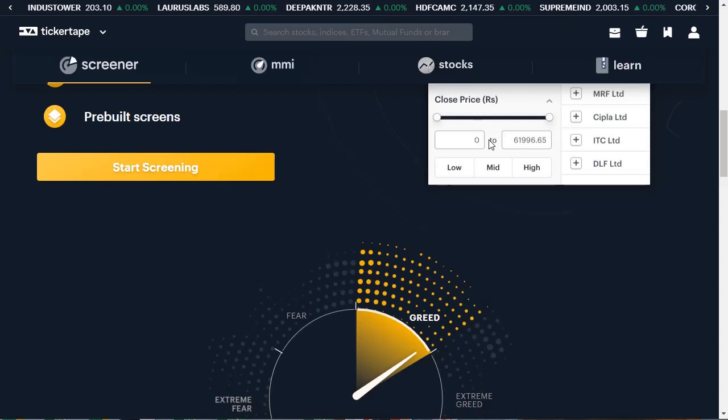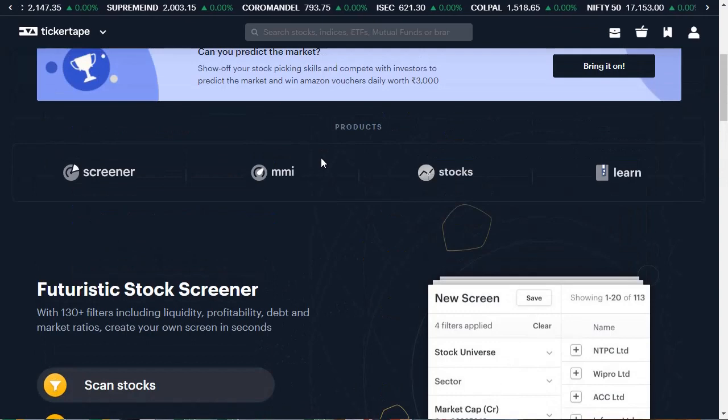In this video, I am going to give you a tool of one of the most useful websites, that is Tickertape.in, which is helpful in selecting stocks based on the fundamental analysis of the company. So without wasting much time, let's go and deep dive into the website.